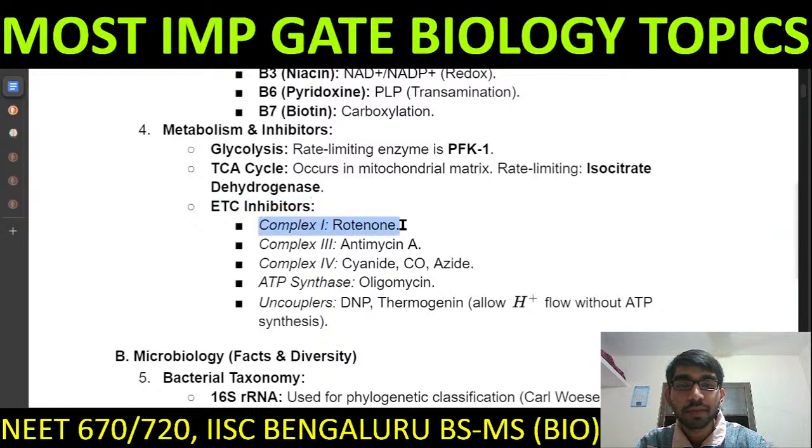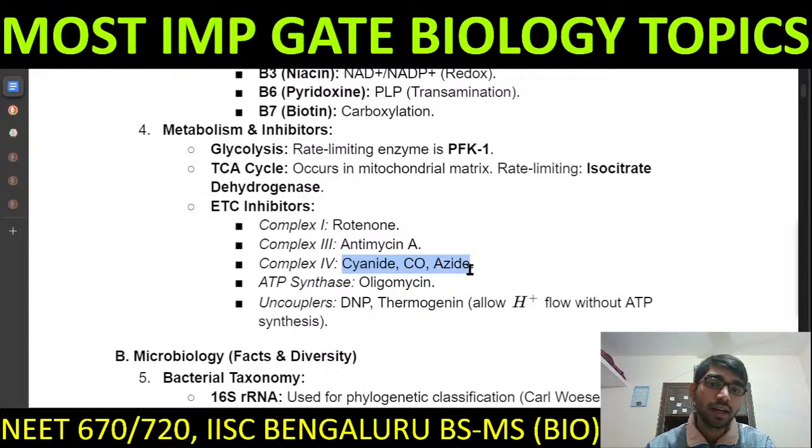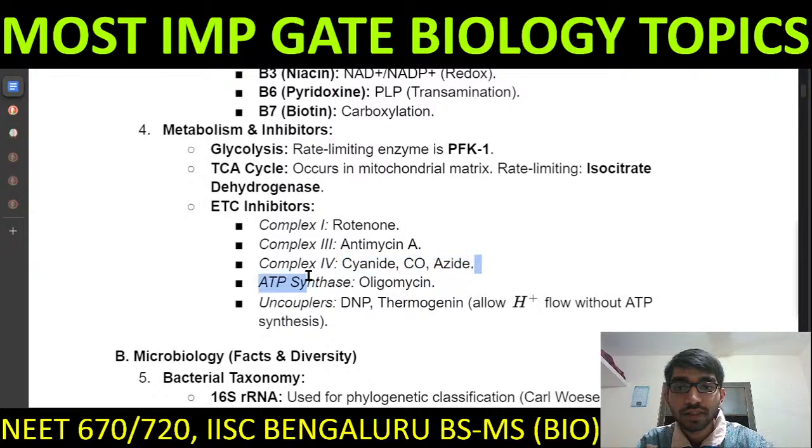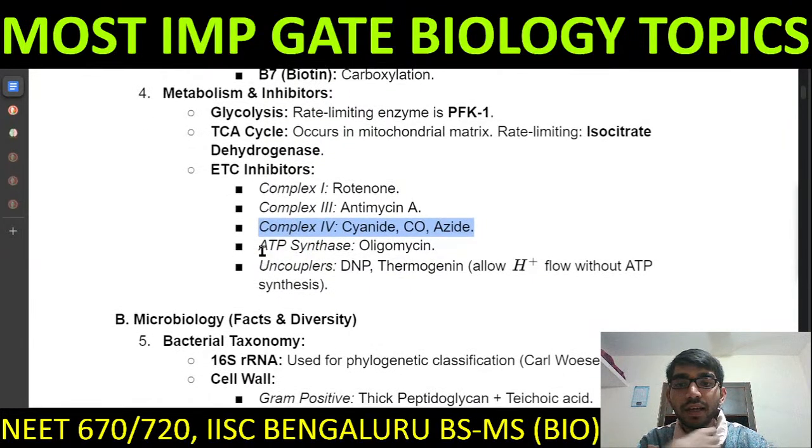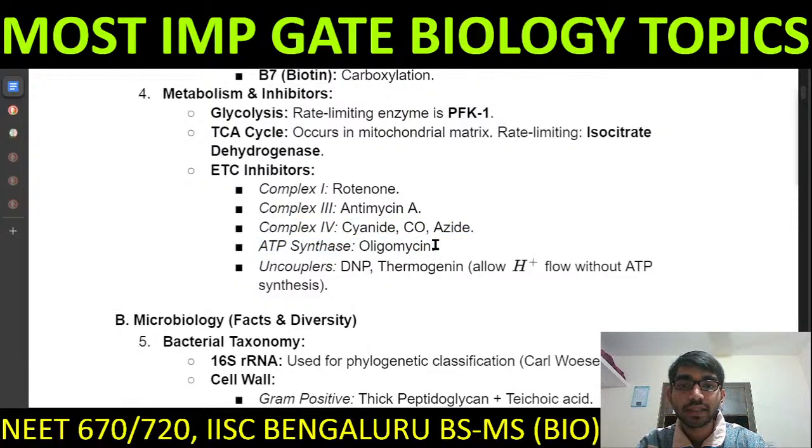Then some of the inhibitors, very important, remember them. Complex 1 can be inhibited by rotenone, complex 3 by antimycin A, complex 4 by cyanide, carbon monoxide and azide, which is cytochrome c oxidase. So this can be blocked, and it has been asked repeatedly. ATP synthase can be blocked by oligomycin. Don't get confused between complex 3 and ATP synthase because the names are similar. They have mycin, but the antimycin one can block complex 3, but ATP synthase can be blocked by oligomycin.